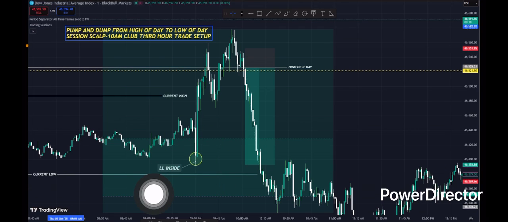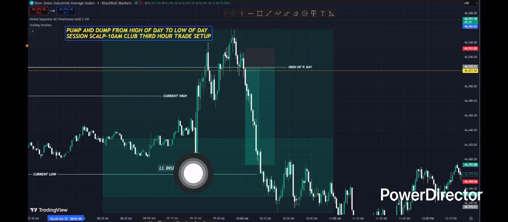The lower low on the inside is the setup for the what? For the pump and dump, all right? So we put in that lower low on the inside. That becomes our anchor point of the pump and dump. We can target that level, which is exactly what I did today.